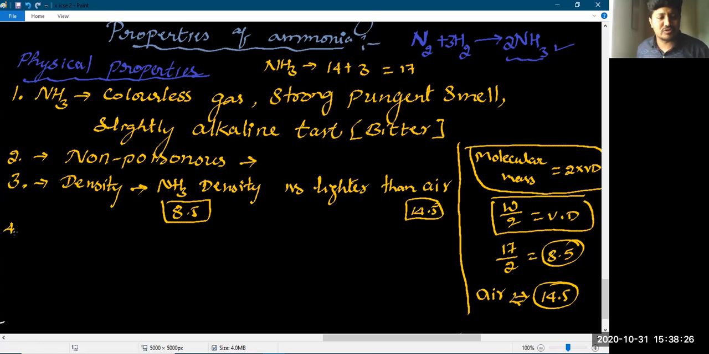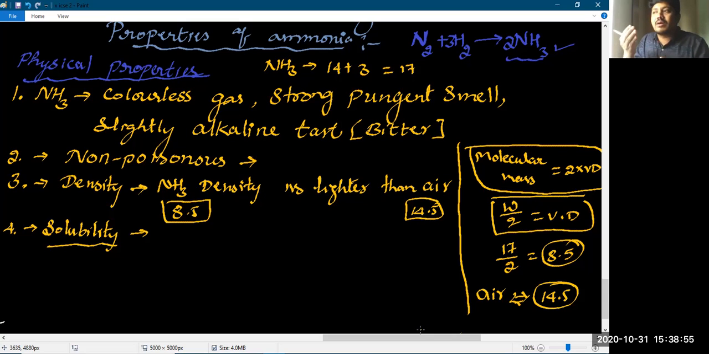Next, the fourth point you should remember is the solubility of ammonia. Ammonia gas is very highly soluble in water. Compared to hydrogen chloride gas, ammonia is more soluble in water. What is solubility? The ability to dissolve a solute in a solvent. That is what we call solubility. Here the solute is ammonia and the solvent is water.